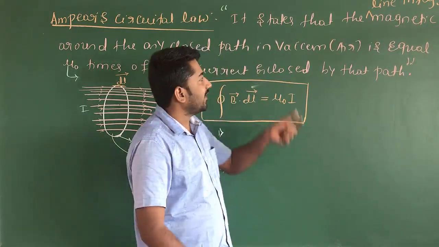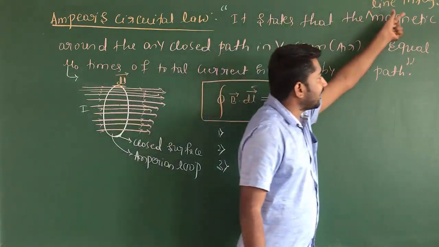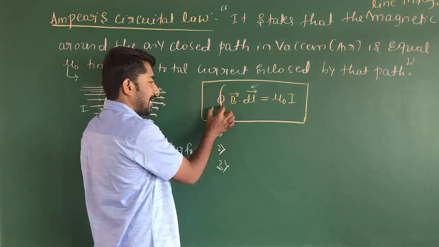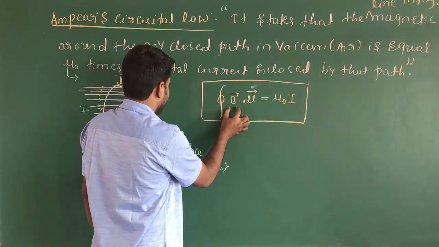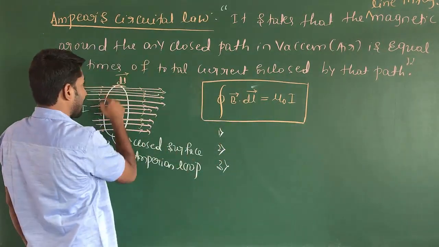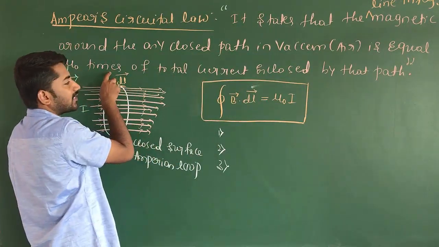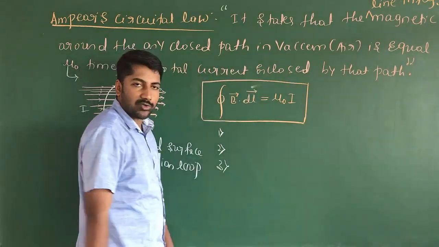Ampere's circuital law states that the line integral of magnetic field around any closed path in vacuum or air is equal to mu naught times the total current enclosed by the path.